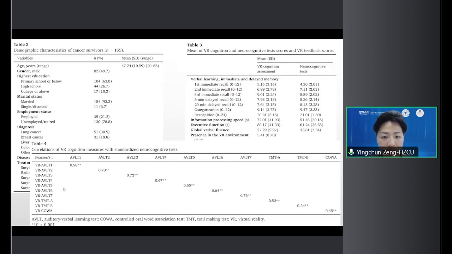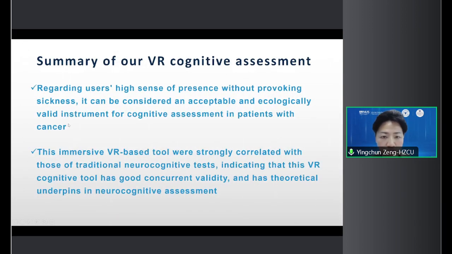And these tables show our findings in our articles. There is a high correlation between the VR cognitive assessment and the standard neurocognitive test. From this finding, we can conclude that users have a high sense of presence without provoking sickness. So we consider this VR cognitive assessment tool an acceptable and valid instrument. This VR tool is strongly correlated with the traditional neurocognitive tests, indicating it has good concurrent validity.